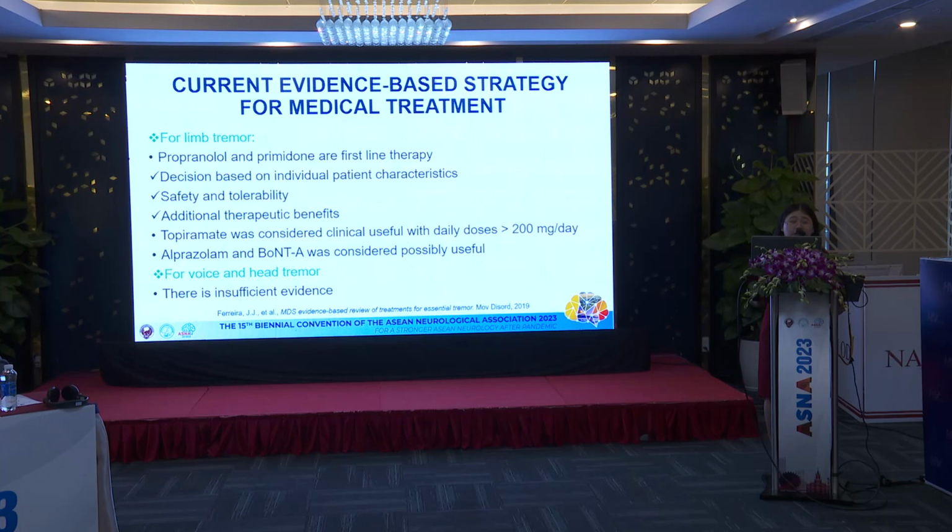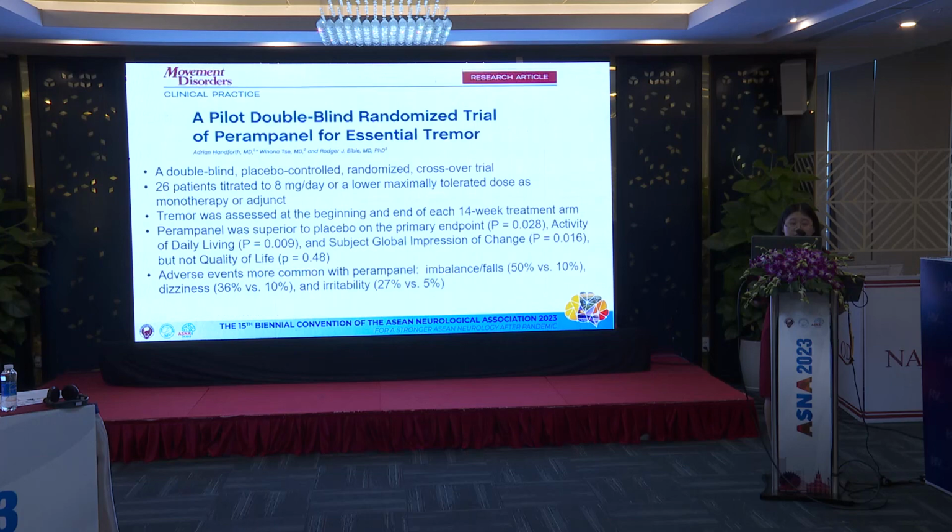This slide shows the current evidence-based strategy for medical treatment. For tremor, propranolol and primidone were considered clinically useful. So propranolol and primidone are first-line therapy. Treatment selection and dosing are based on individual patient characteristics, safety and tolerability, and additional therapeutic benefit. Topiramate was considered clinically useful with a daily dose of more than 200 mg per day. Amitriptyline and botulinum toxin A were considered possibly useful. There is insufficient evidence for voice and head tremor.